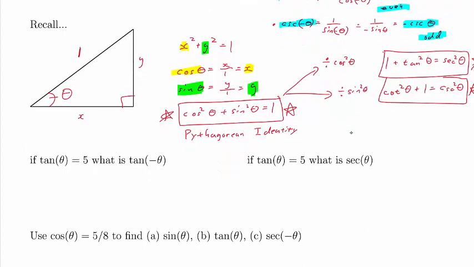So let's go ahead and look at a few things. If tan theta equals 5, what is negative tan theta? Well, as we saw before, tan theta is an odd function. So if tan theta equals 5, then tan of negative theta simply equals negative 5.